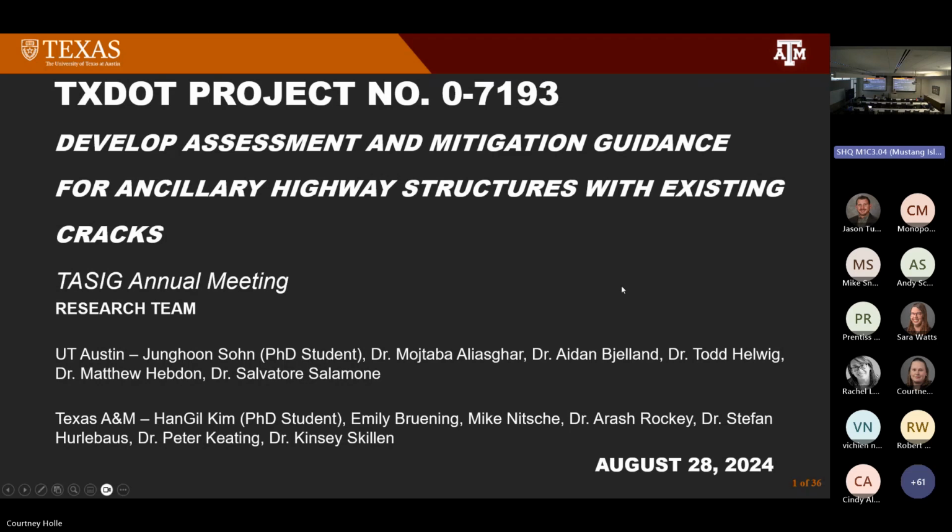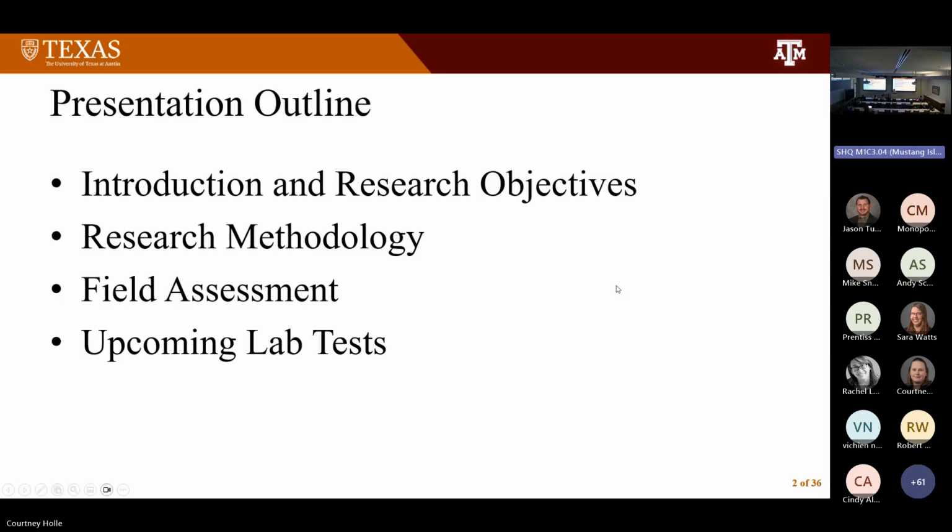Just kind of an outline I'm going to talk about is starting off with some of the research objectives, what we're actually looking at on this study, and some of the methodologies that we're dealing with. Two main things on here is it includes both some field assessment as well as laboratory investigations. So those are the areas we've really been targeting over the first year, the field assessment, and then we're going to be doing some experiments later this work.